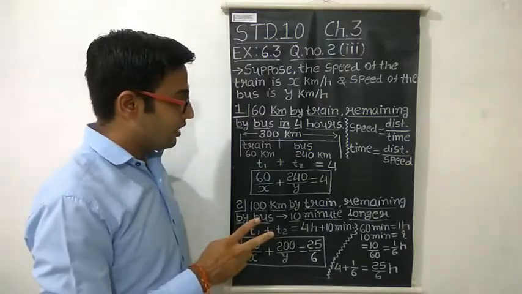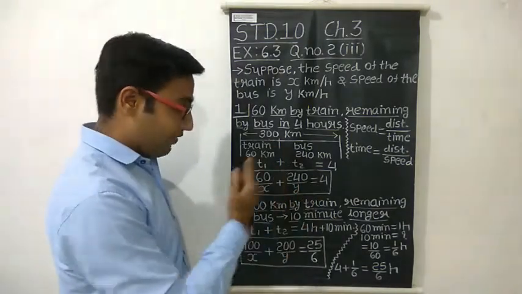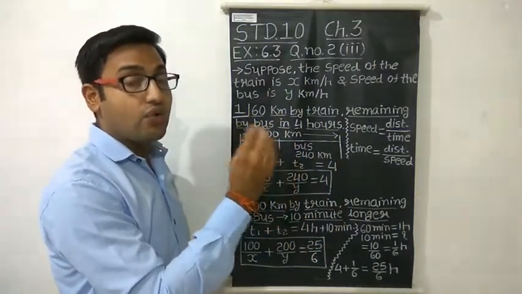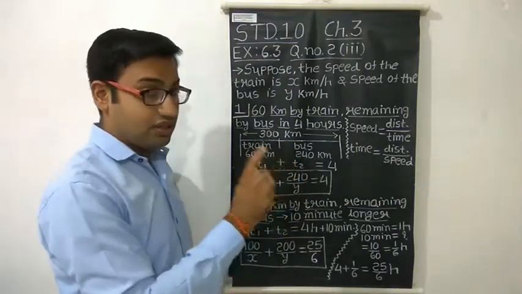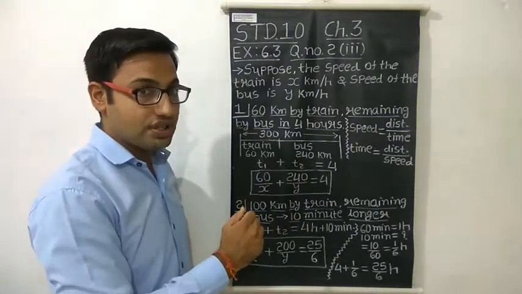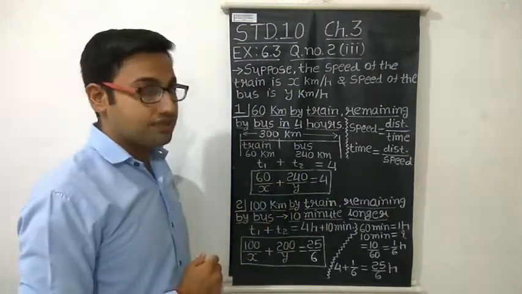Remember one thing, whenever you make this type of equation, on both the left hand side and right hand side the quantity should be equal. That means if you have taken hours, then on both sides it should be hours. If you have taken distance, then on both sides it should be distance.